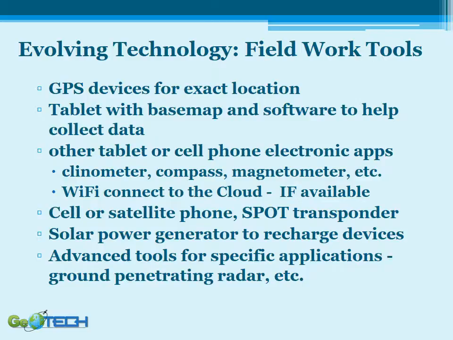My phone now has more tools on it than I could have afforded to buy when I went to field camp. And of course there's satellite phones and cell phones, and we have a SPOT transponder. You may be in a place where there isn't a cell phone connection, and it's a good thing to have in emergencies. And of course then you need some way to power all that electronic equipment, and that can be as simple as your car and a USB port, or it may be a solar or other generator. And there are many advanced tools that you may be using as a professional.